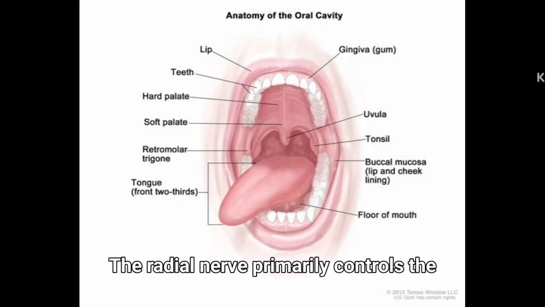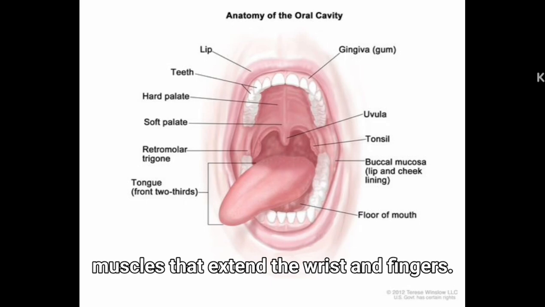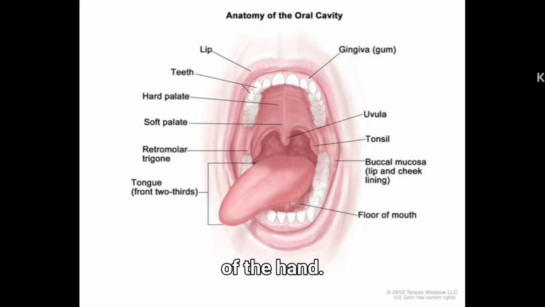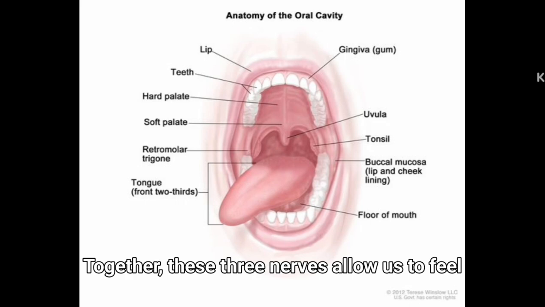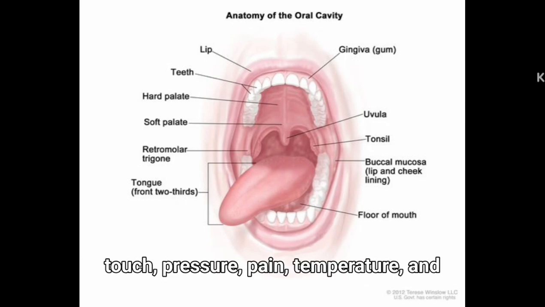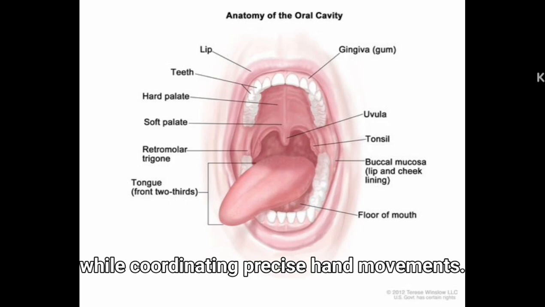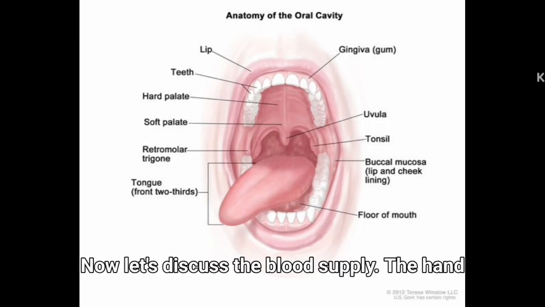The radial nerve primarily controls the muscles that extend the wrist and fingers. It also provides sensation to part of the back of the hand. Together, these three nerves allow us to feel touch, pressure, pain, temperature, and vibration while coordinating precise hand movements. Now let's discuss the blood supply.